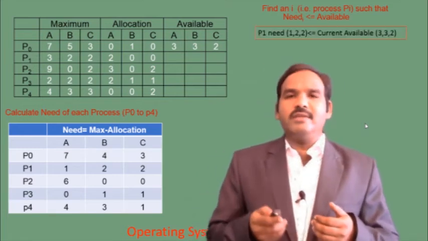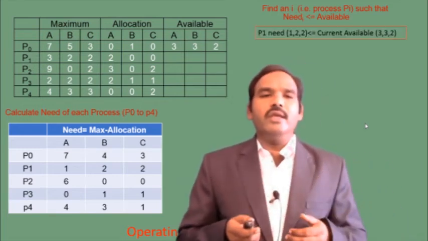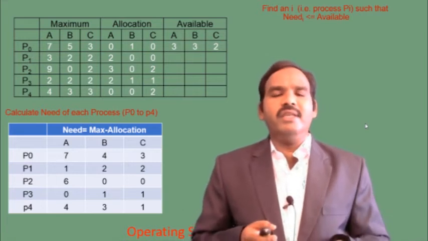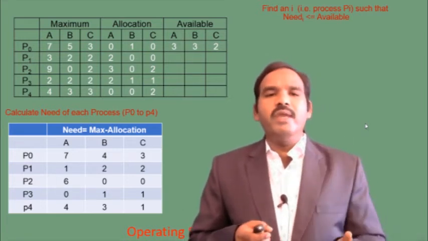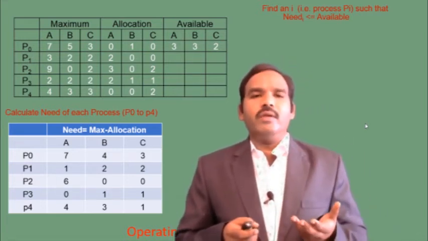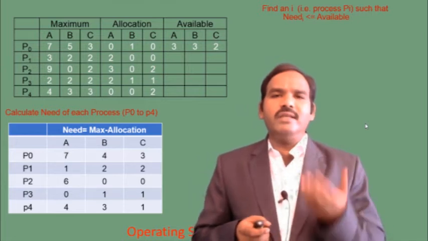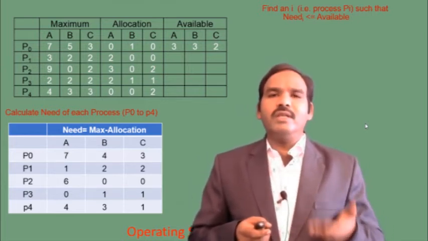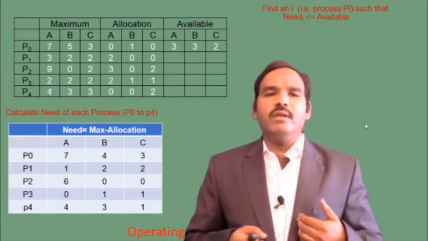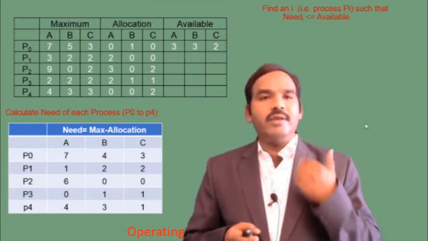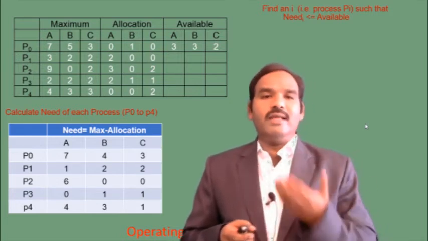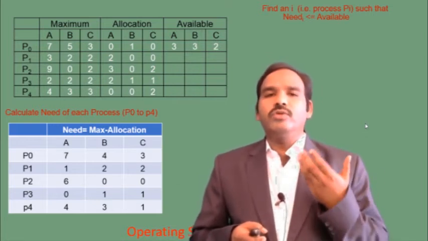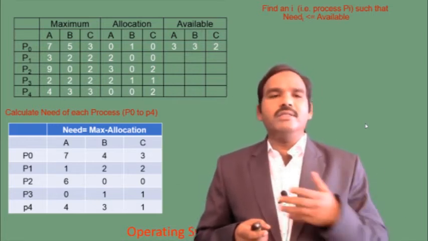Now, the next step is we are going to check P0. What is the P0 need? P0 need is 7 A's, 4 B's and 3 C's. Is the condition satisfied? Need is 743. Is 743 less than or equal to available? 7 is not less than 3. 4 is not less than 3. And 3 is not less than 2. So the P0 condition is not satisfied.